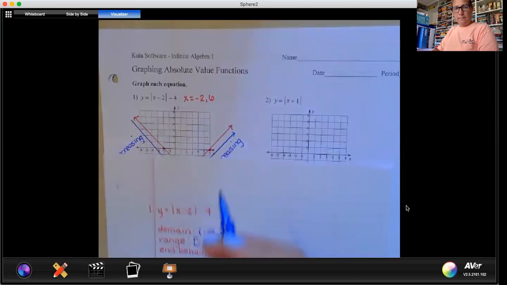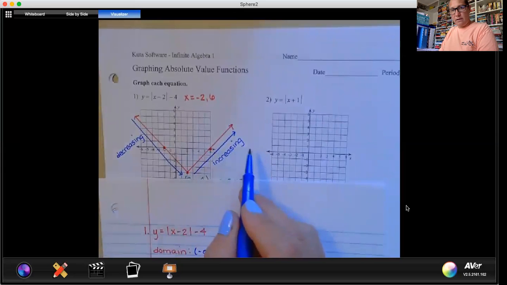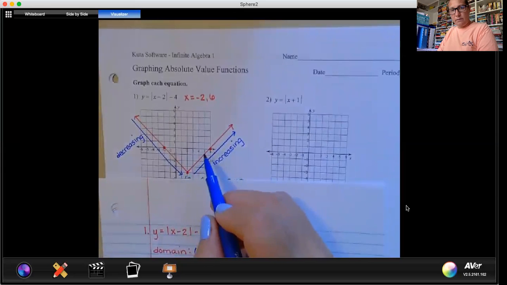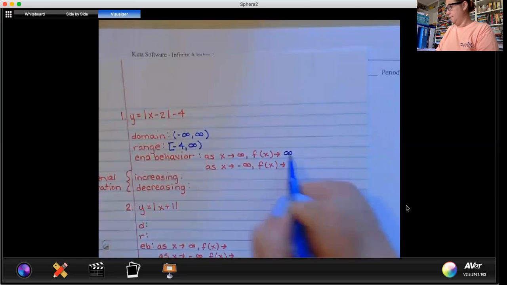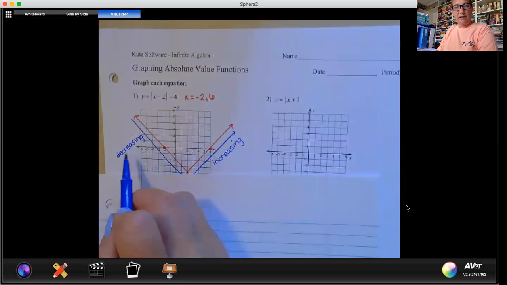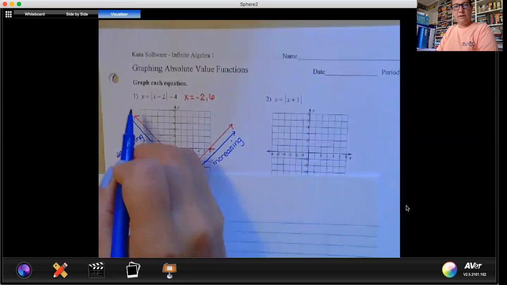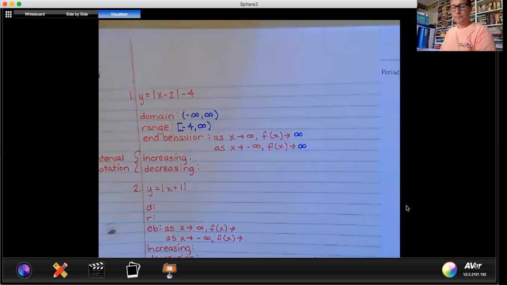In behavior, as the x values approach infinity, what is your graph doing? It's continuing to increase to infinity. As x approaches negative infinity, your graph approaches positive infinity. That's all you have to do there for end behavior.